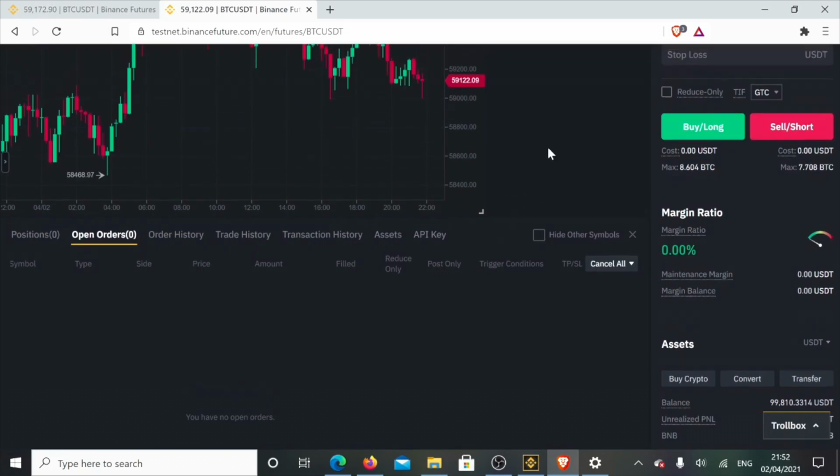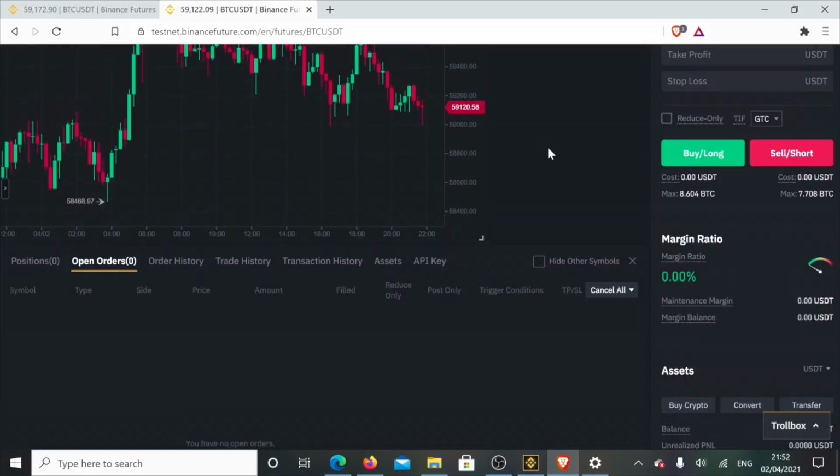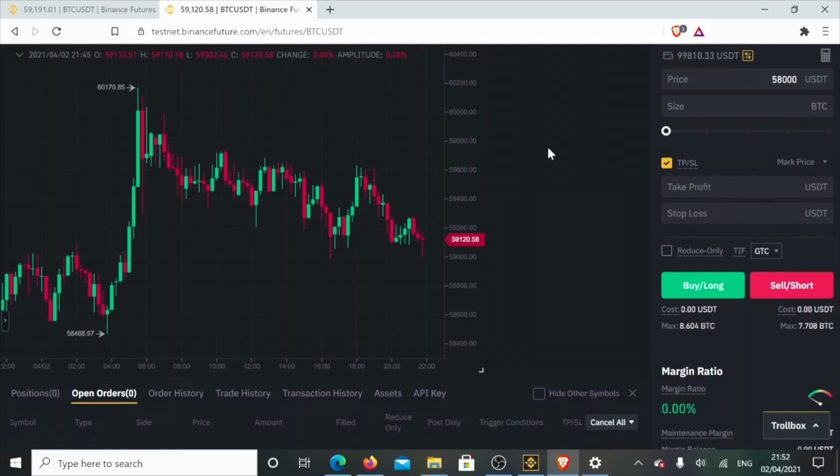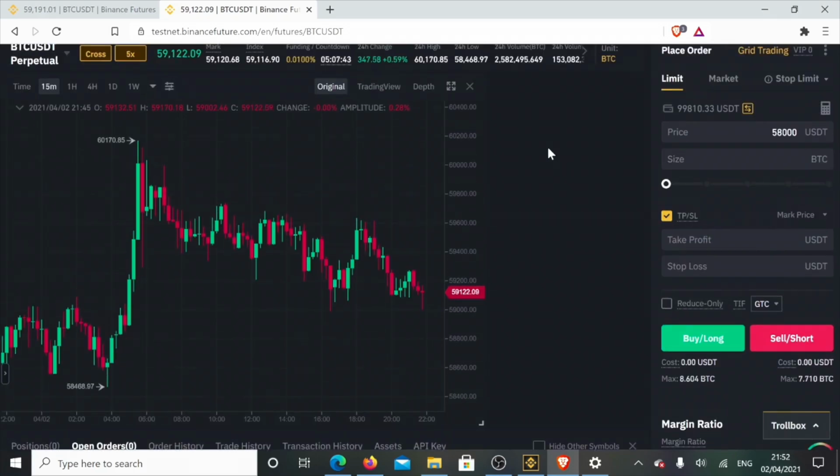Okay, that is how to open a long order while you're using the limit type of order.